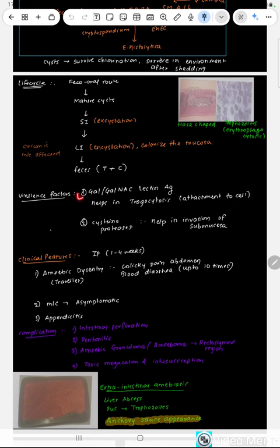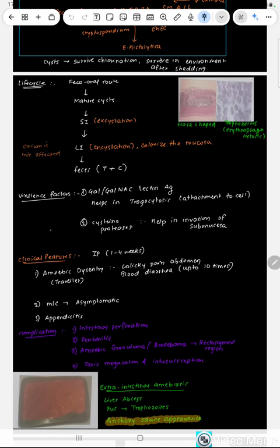So virulence factors are the Gal/GalNAc lectin antigen that helps in attachment to the cells, and cysteine proteases help in invasion of the submucosa. It invades only the submucosa and not the muscularis layer, and because of which flask shaped ulcers are seen. The incubation period is 1 to 4 weeks. Clinical features, it leads to amoebic dysentery, that is also called traveler's diarrhea. So traveler's diarrhea is seen because of Entamoeba histolytica.